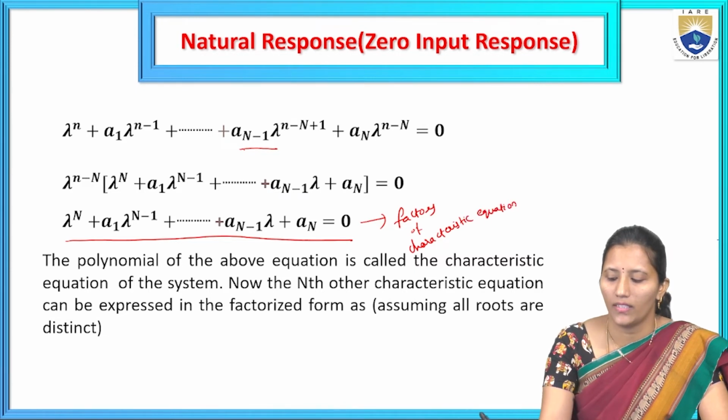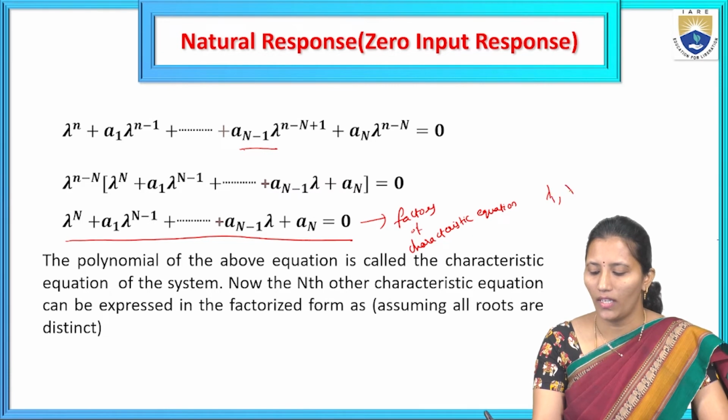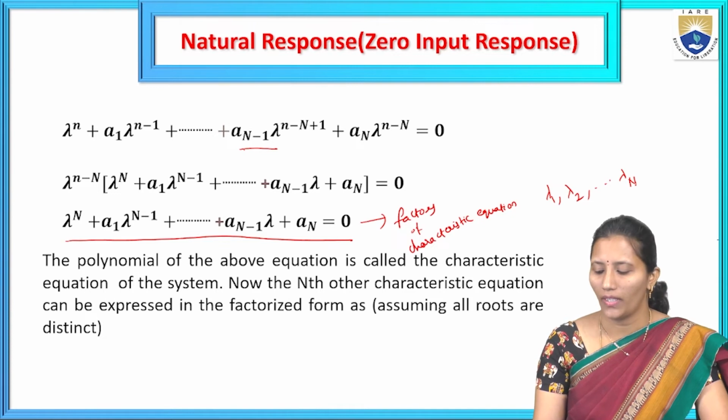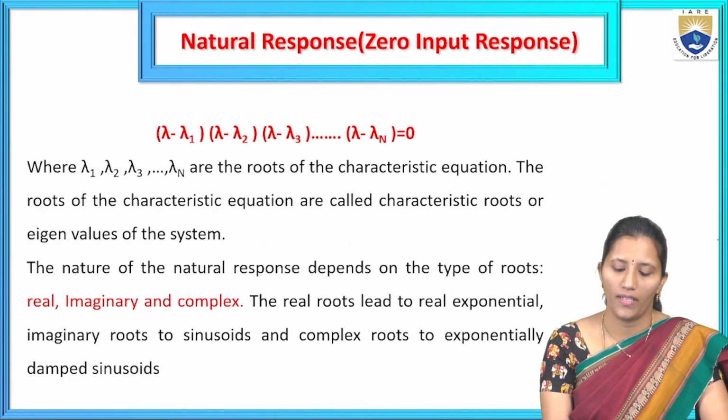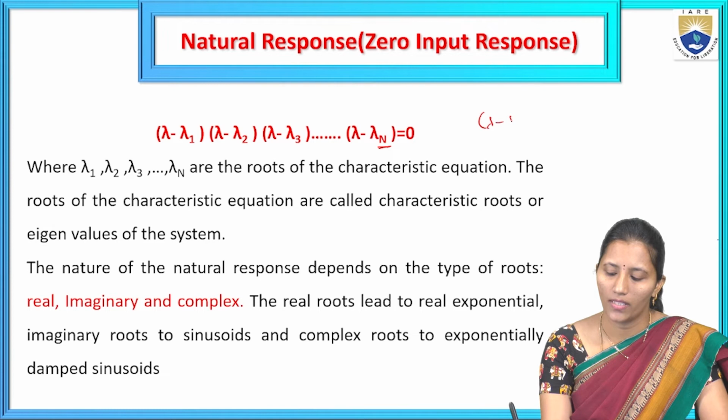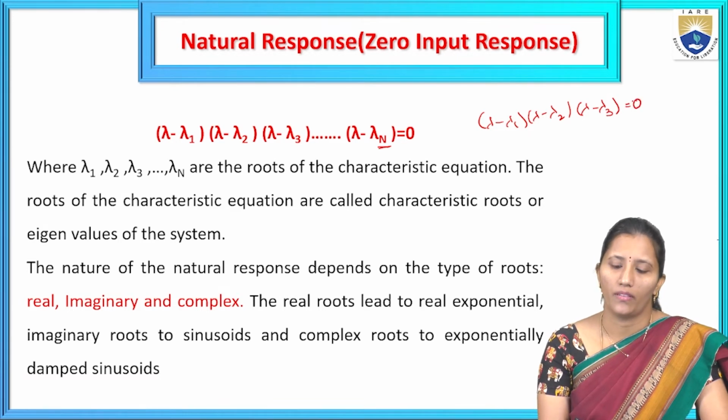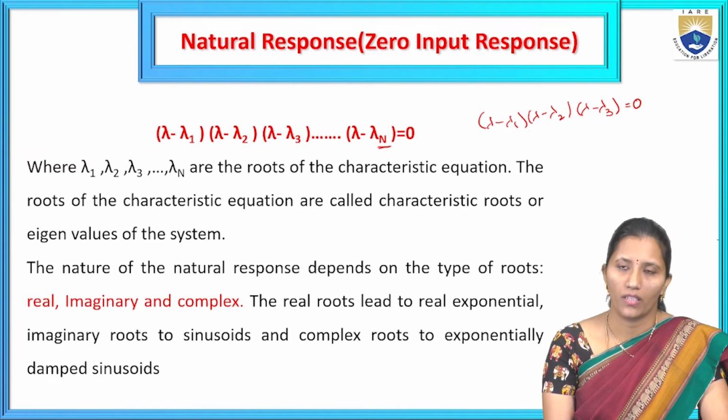If it is an nth order system, we will get the roots, or factors, lambda 1, lambda 2, up to lambda n. So we can write this equation as (lambda minus lambda 1) into (lambda minus lambda 2) into (lambda minus lambda 3), up to (lambda minus lambda n) equal to 0. If we have a third order system, we get (lambda minus lambda 1) into (lambda minus lambda 2) into (lambda minus lambda 3) equal to 0. We will get 3 roots for that. If it is a fourth order system, we will get 4 roots for the characteristic equation.